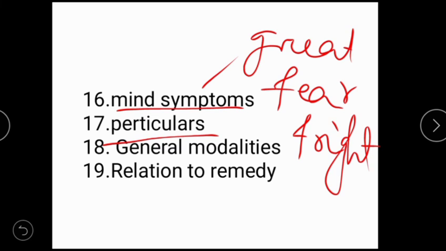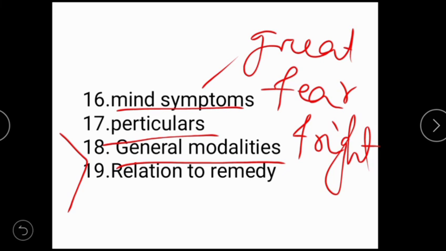Then general modality. In the general modality we discuss two things, aggravation and amelioration. Aggravation means those conditions which cause worsening of the symptoms. Amelioration means relief of the symptoms. Such as in the Bryonia case, loose motion is aggravated by Bryonia. So these are the general modalities.